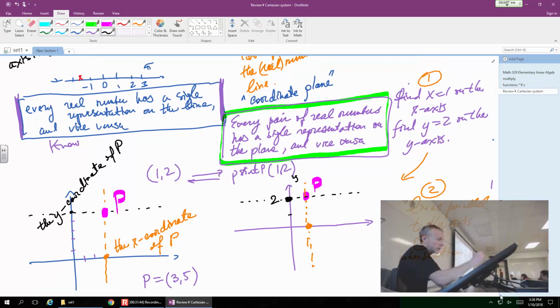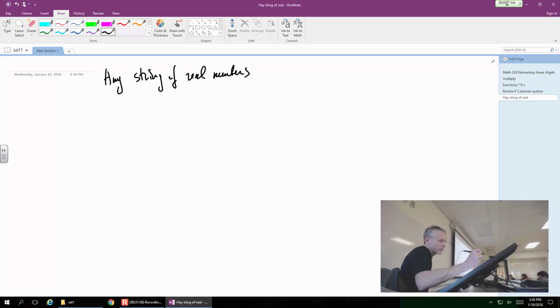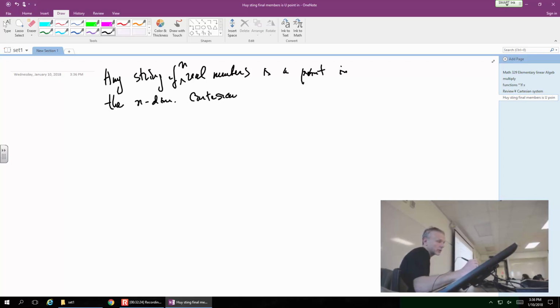So let me do this out here. Any string of n real numbers is a point in the n-dimensional Cartesian, or Euclidean, space, and vice versa.